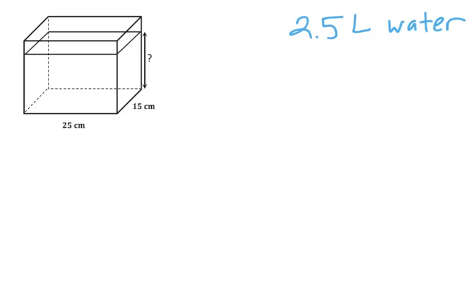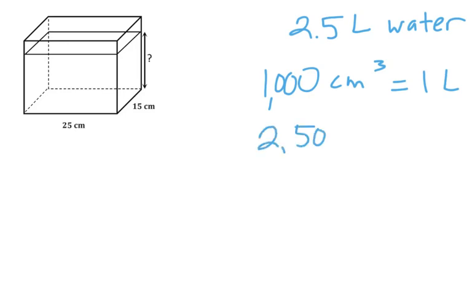One thing we know is that there's 2.5 liters of water in here, which is the capacity, but we actually would like to be thinking about that in terms of volume, because with volume we can then work backwards and find the height. So there are 1,000 cubic centimeters in each liter of water. And so that tells me that 2.5 liters will be 2,500 cubic centimeters.